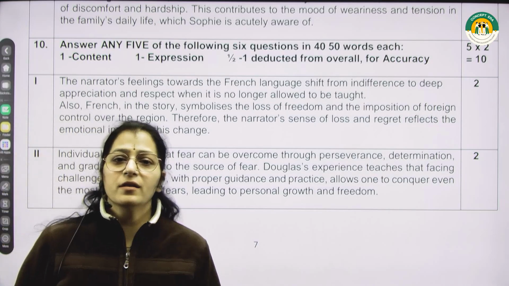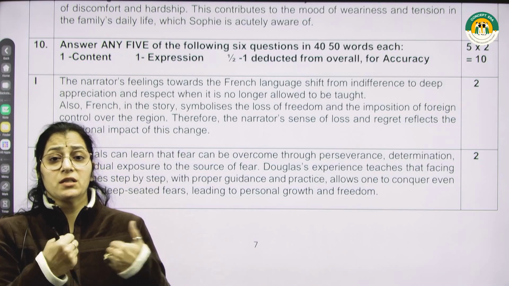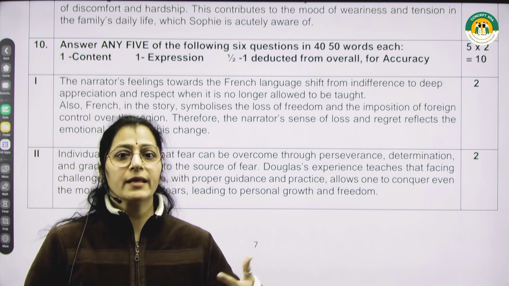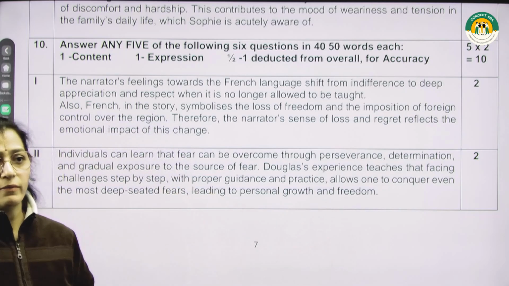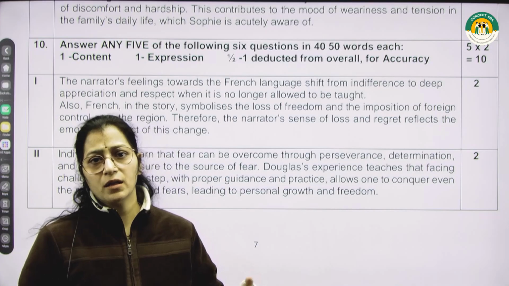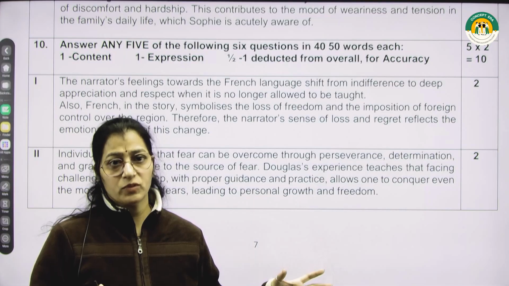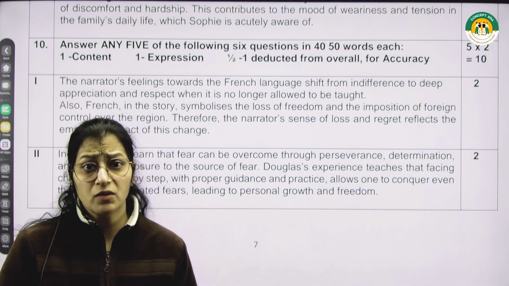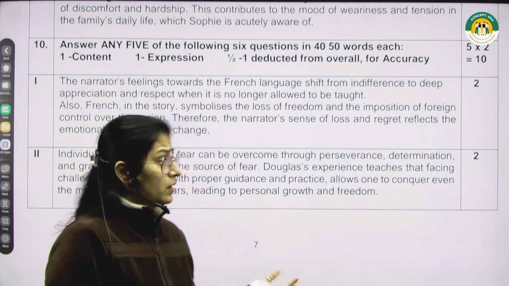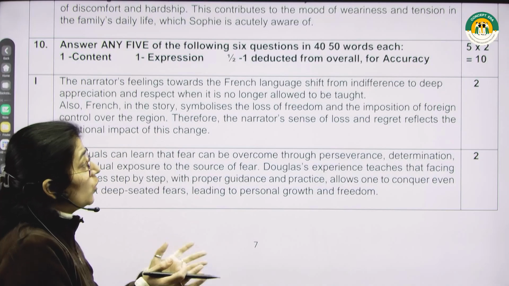Yes, it happens when things have been snatched from a person, or when a child or anybody is not allowed to do the same activity, they start liking it. So the moment Franz came to know that this is the last lesson, he starts thinking that the language is not as bad as he was thinking earlier. The books which he thought were a burden on himself, now he starts liking them. This is how it happened. So the same thing is given there: appreciation and respect when it is no longer allowed to be taught.